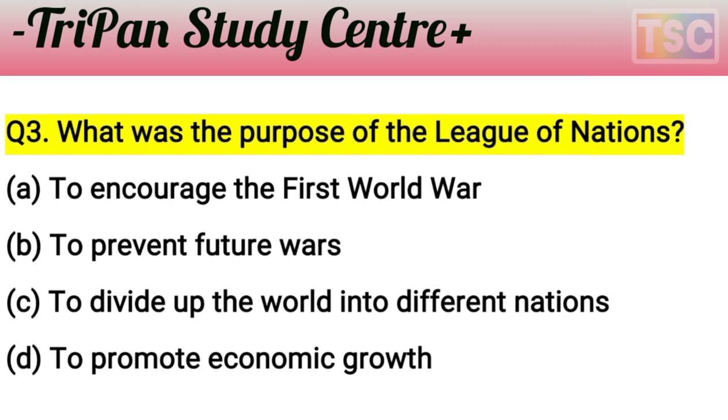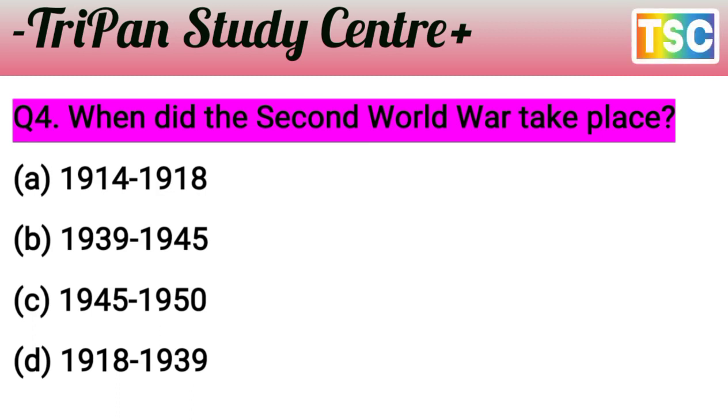The right answer is B, to prevent a future war, because the League of Nations was established to prevent future war. That's the important answer, B here. And let's see the next question. The next question is important.